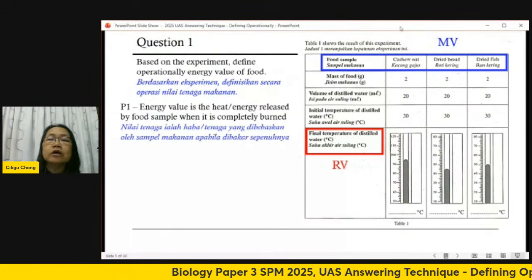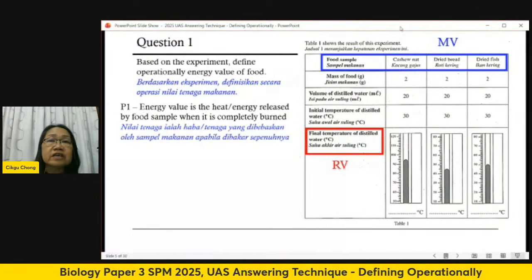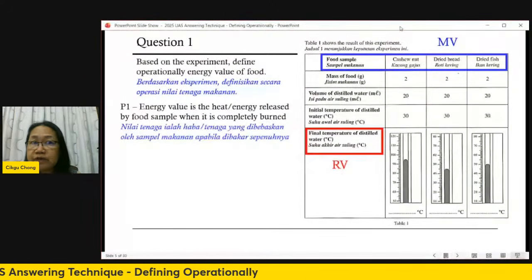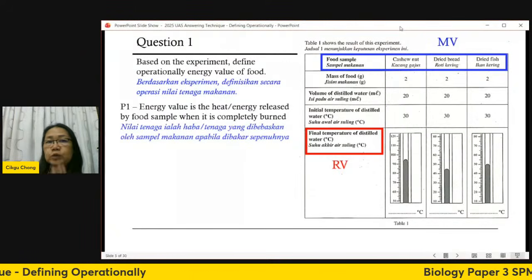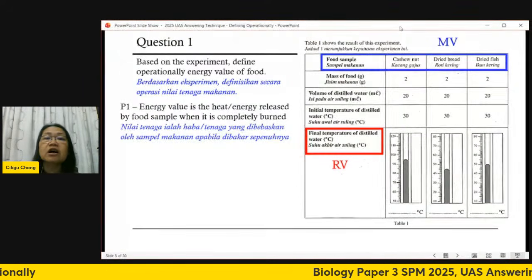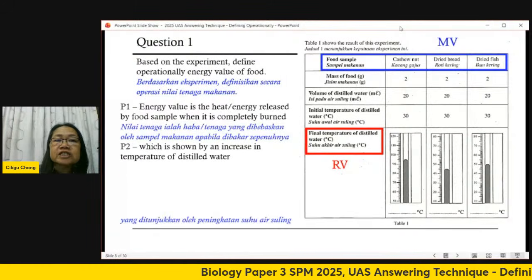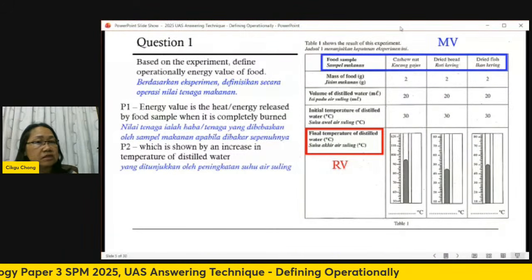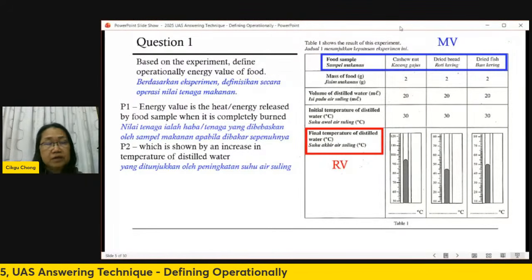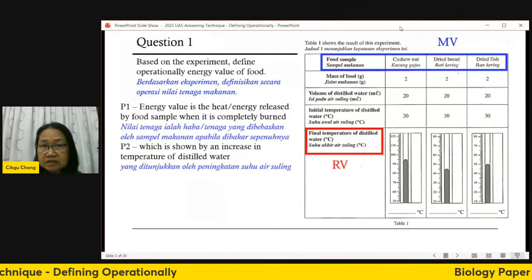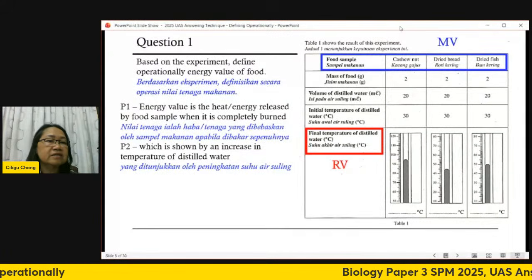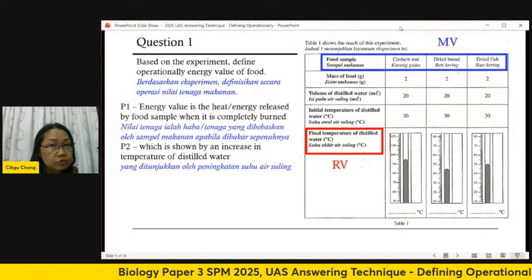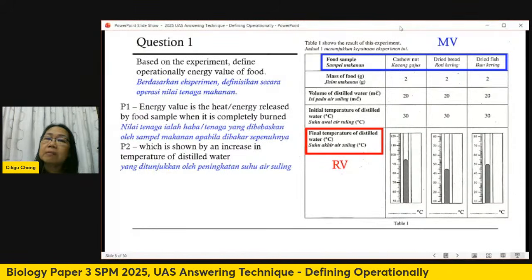Remember the second point? You talk about the RV. What was used to show this energy value? You see that we measured the final temperature of distilled water, which is shown by an increase in the temperature of distilled water. That means you take the initial, then you take the final after burning, and you see the difference. That is the increase in temperature. So this is what you measure.